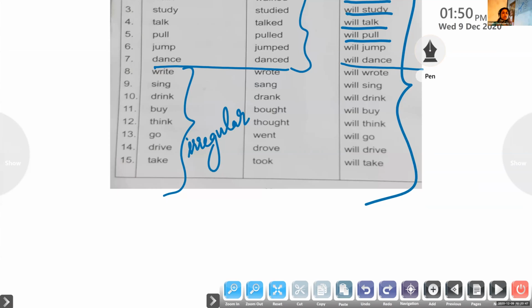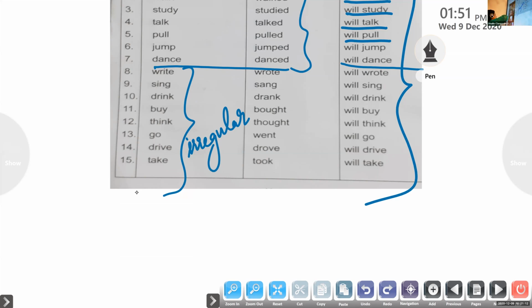Teach, taught, will teach. Put, will put. So this table has to be learnt well. Shout, shouted, will shout. Bring. What's the past tense of bring? Can anybody tell me? Anjita, come on, tell me, what is the past tense of bring? Anjita, what is the past tense of bring? Yes. Bring is?